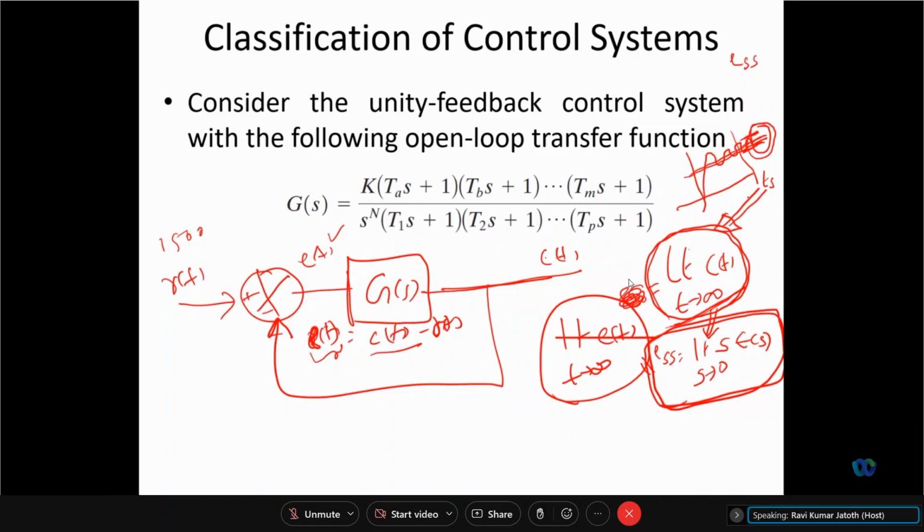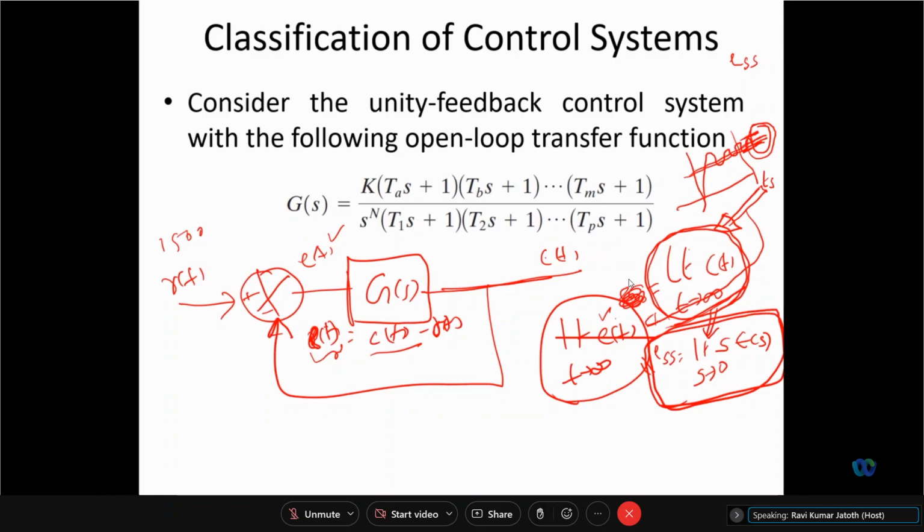Similarly to how we got characteristic parameters in transient response, in steady state response we have parameters like steady state error. Steady state error is limit t tends to infinity e(t), but we can't find it directly. So we use the Laplace final value theorem, which says that ESS is equal to limit s tends to 0, s E(s). So this is what we have to get.